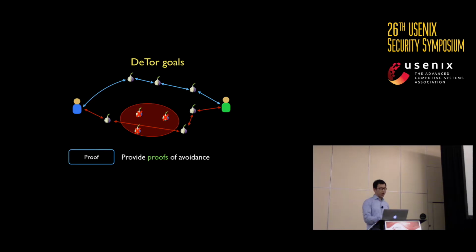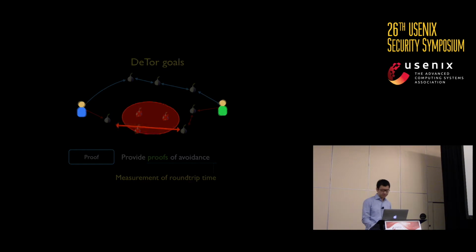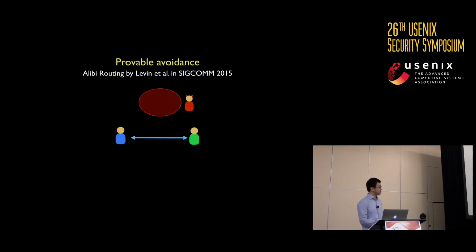I will then show you how we obtain such proofs. Basically, the idea is to use the measured end-to-end round-trip times and the natural law, which is the speed of light. This idea was first applied in the alibi routing paper in SIGCOMM 15.